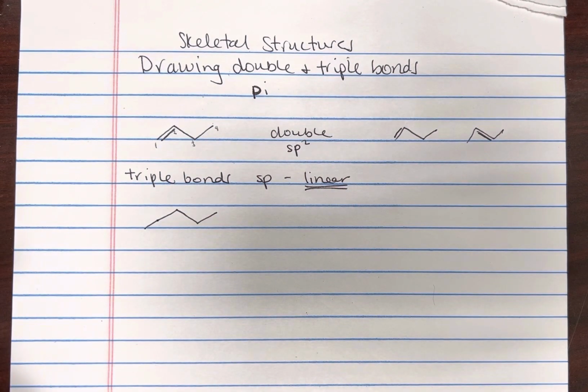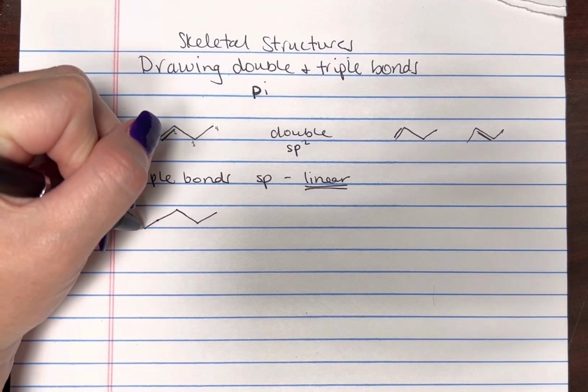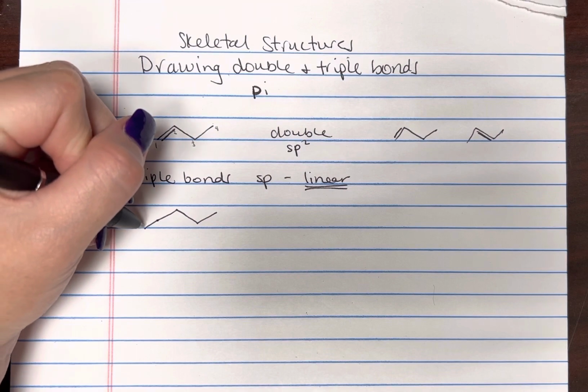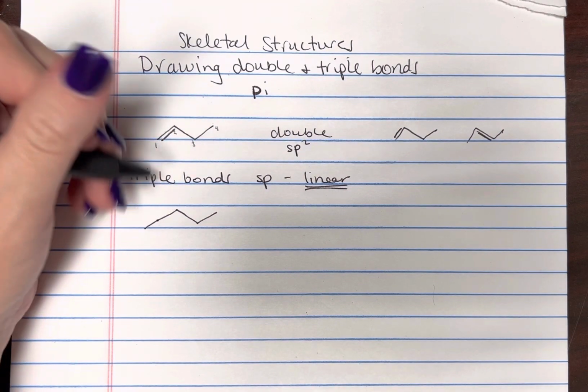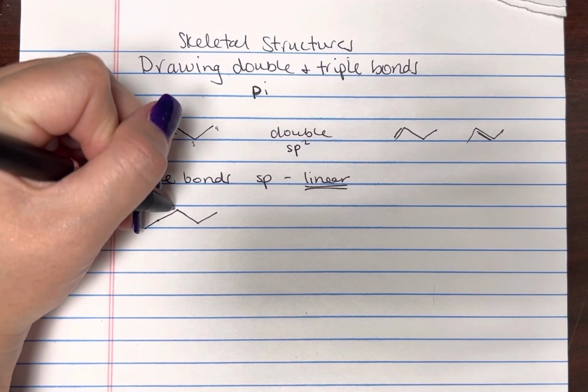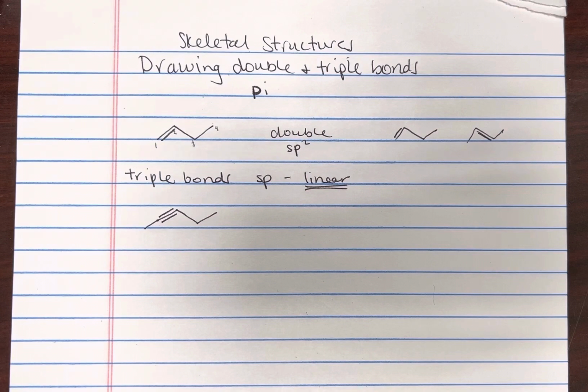Right. You heard me say this. You see how I had this little dot where I just hung out for a little bit? So here, 1, 2, 3. This is our triple bond.